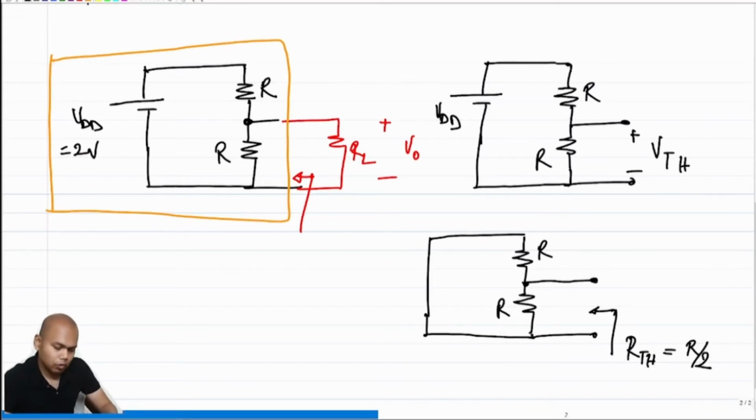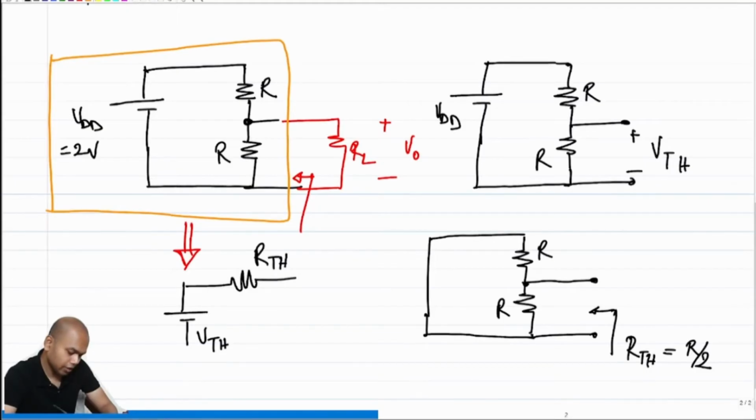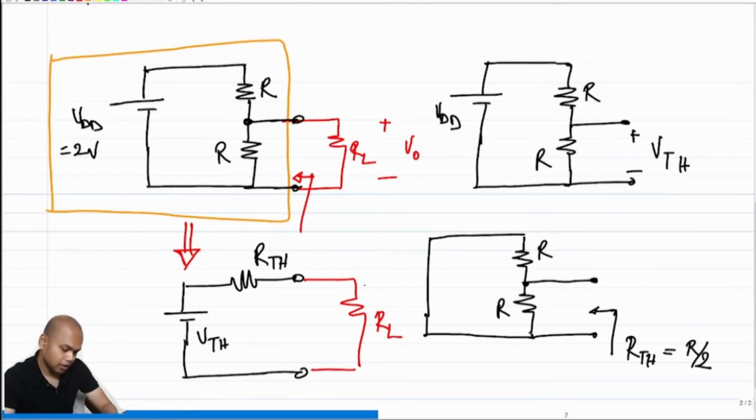So now that we have both the Thevenin equivalent voltage and Thevenin resistance, how do I redraw this circuit? I can replace this circuit with its Thevenin equivalent, which will be nothing but a Thevenin equivalent voltage source and a Thevenin equivalent resistance, and these are my output ports. So this is equivalent to the output ports of the network, and my RL gets connected here, and the voltage that I will observe across RL is identical to the voltage that I will observe across RL in the original network, right?